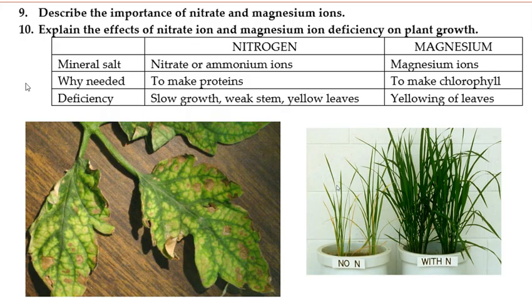Okay, moving on, we're almost finished. This one is to show what happens if plants don't get the right kind of minerals. Again, we'll be touching back on this later on. But the two minerals that we're interested in are nitrogen and magnesium.